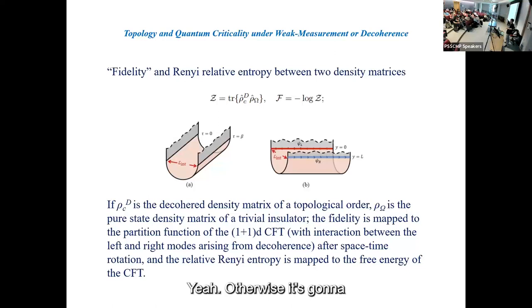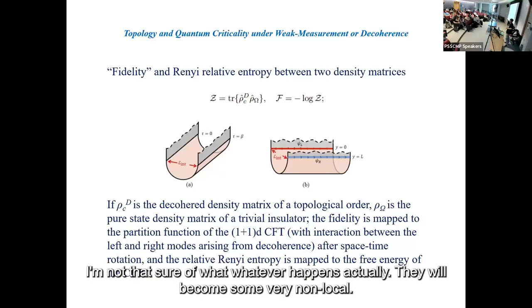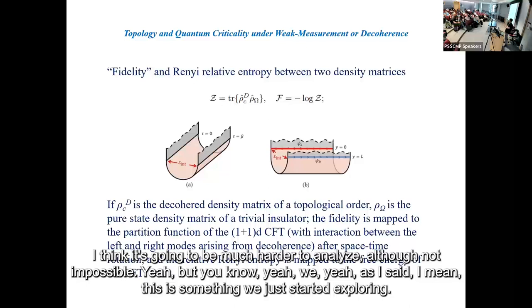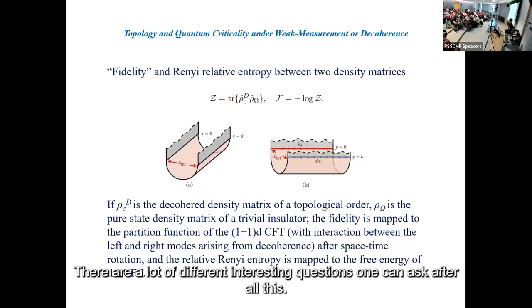I see. Otherwise, you can't use the path integral. I'm not exactly sure what will happen. Actually, it will become very non-local. Right now, the new term that we turn on is some non-local interaction between temporal boundaries, but it is local in space, right? But if you have a non-local decoherence channel, it will be all non-local. I think it's going to be much harder to analyze, although not impossible. As I said, this is something we just started exploring. There are a lot of different interesting questions one can ask after all this. I see. Thanks.